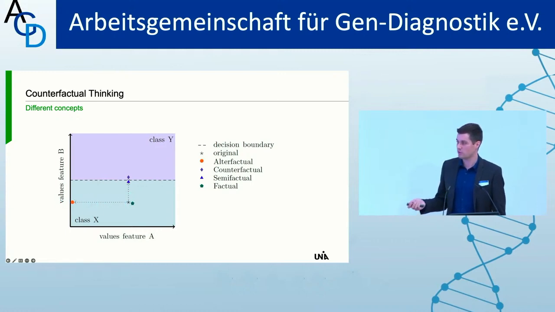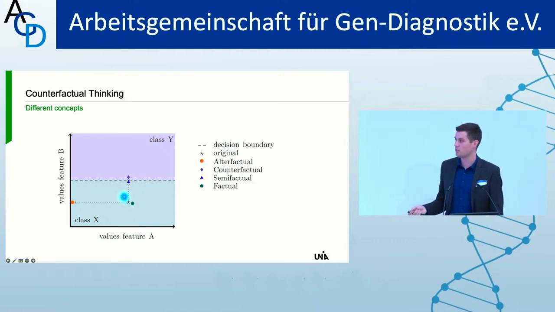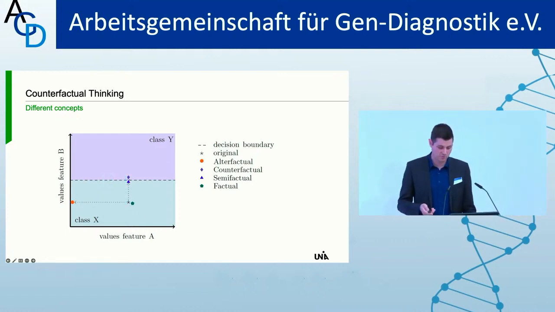The semi-factual explanation, on the other hand, goes up to the threshold, but just stays below. So we still have the same decision, we keep class X and don't change to class Y. And now, on the final note, the counterfactual explanation changes the original image to become just above the threshold, so it changes from class X to class Y, and that's what we're looking for.